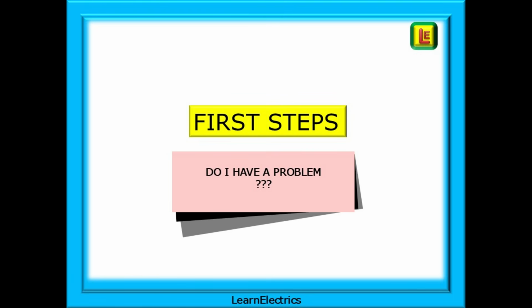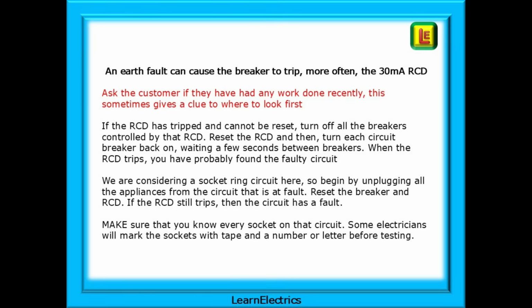What are the first steps to finding an earth fault? In fact, do we even have a problem? An earth fault can cause the breaker to trip, but more often the 30 mA RCD is the one that will trip first, and we'll make that assumption here. Ask the customer if they've had any work done recently. This sometimes gives a clue to where to look first. If the RCD has tripped and cannot be reset, turn all the breakers off that are controlled by that RCD.